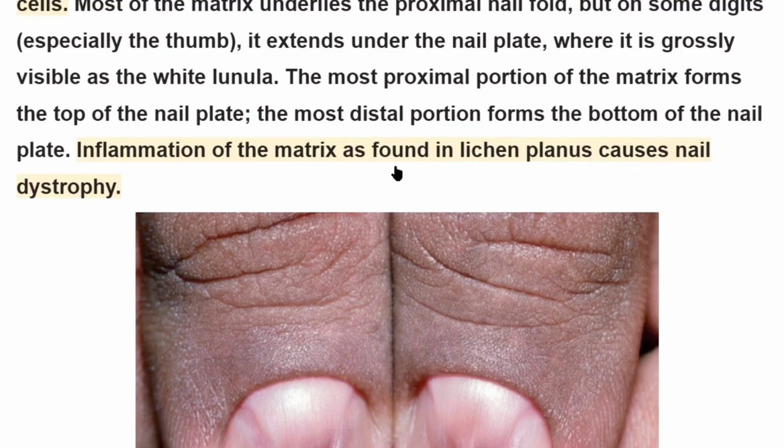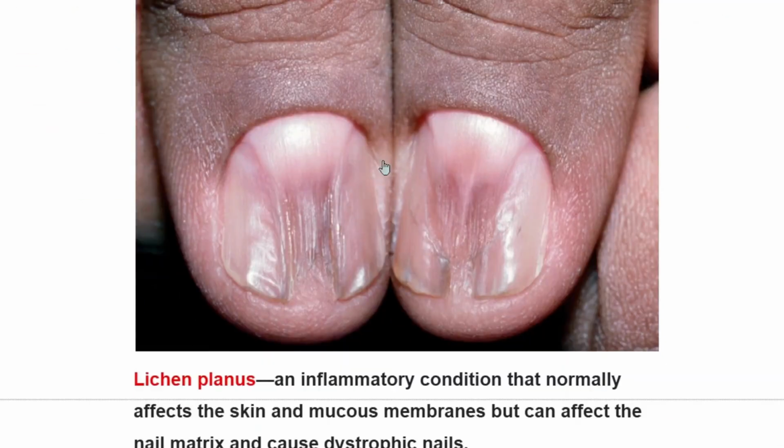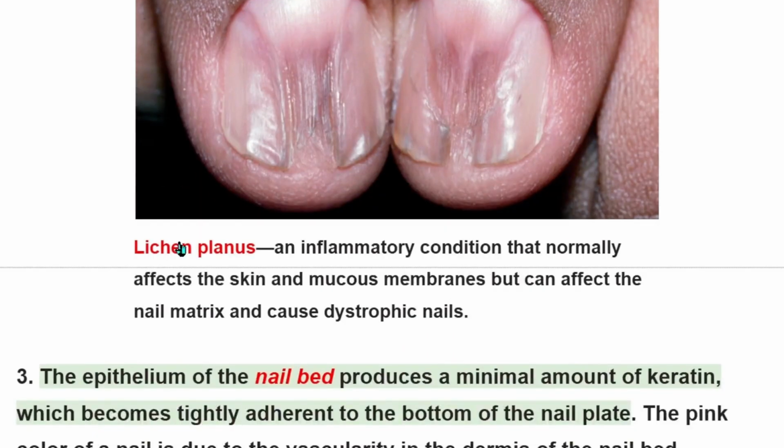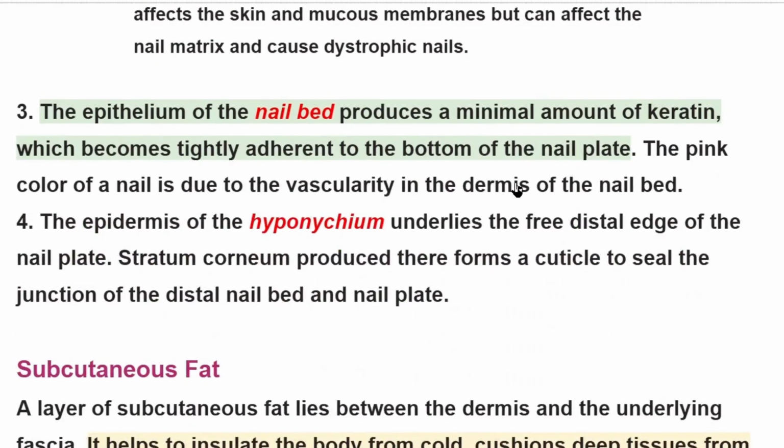Inflammation of the matrix, as found in lichen planus, causes nail dystrophy. As we can see here, we can see nail dystrophy in a patient with lichen planus. Lichen planus is an inflammatory condition that normally affects the skin and mucous membranes, but can affect the nail matrix and cause dystrophic nails. The epithelium of the nail bed produces a minimal amount of keratin, which becomes tightly adherent to the bottom of the nail plate.